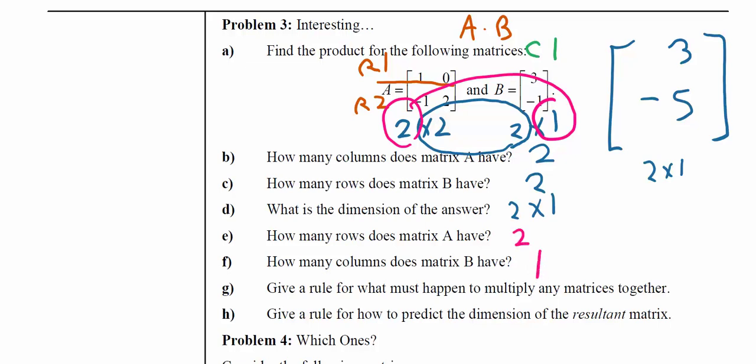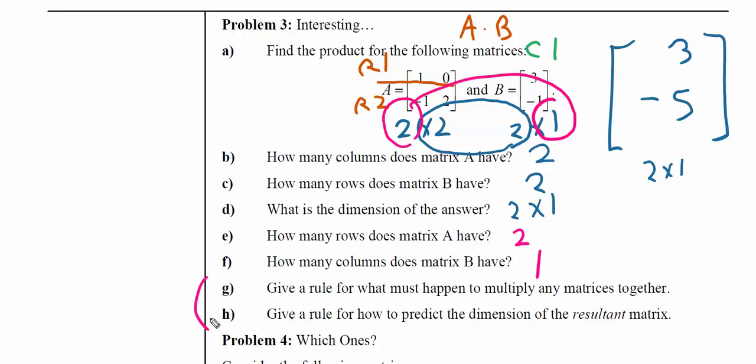Now, G and H are extremely, extremely important, and I want you to consider and reflect on what to write for this. But G and H are of utmost importance. Give a rule for what must happen to multiply any matrix together. So in other words, how do you know if you can multiply 2 matrices? Okay. So hint, you might want to think about the number of columns in the first matrix and how that compares to the number of rows in the second matrix.